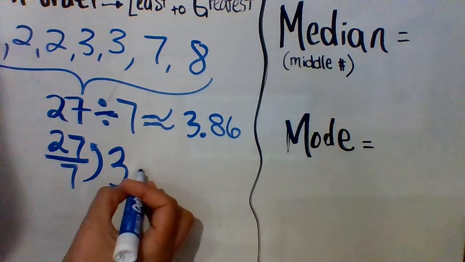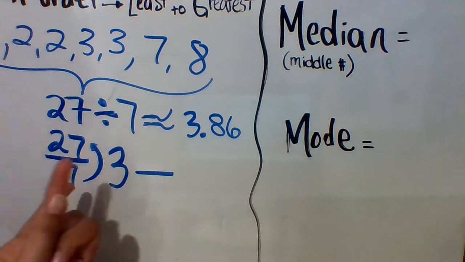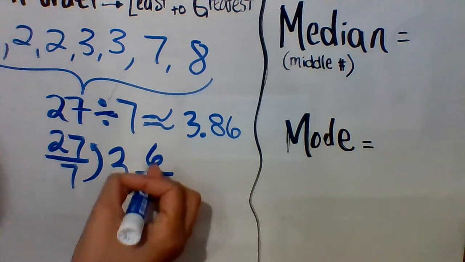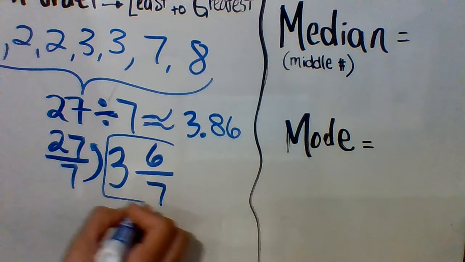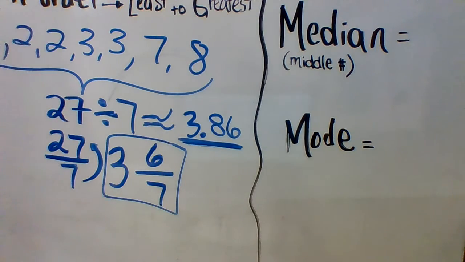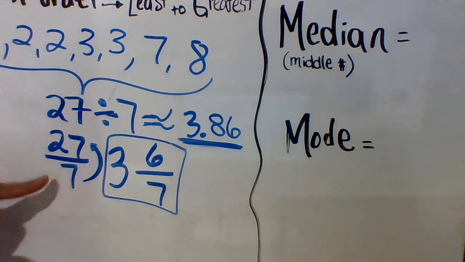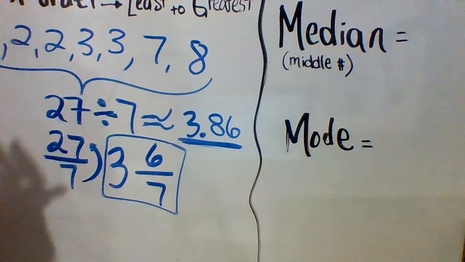So 7 times 3 is 21. How much more do you need to get to 27? 21, 22, 23, 24, 25, 26, 27. You need 6 more to get to 27. And then the bottom number stays the same. So this is your answer in fraction form, and this is your answer in decimal form. On your quiz in PLP, they do ask for the fraction answer. So make sure you go through the steps of creating a mixed fraction from your answer. So our answer for our mean is 3 6/7.